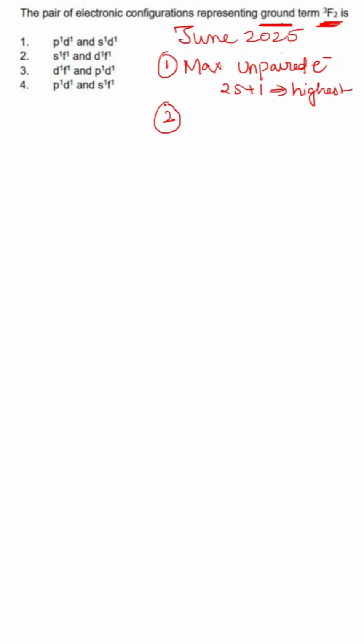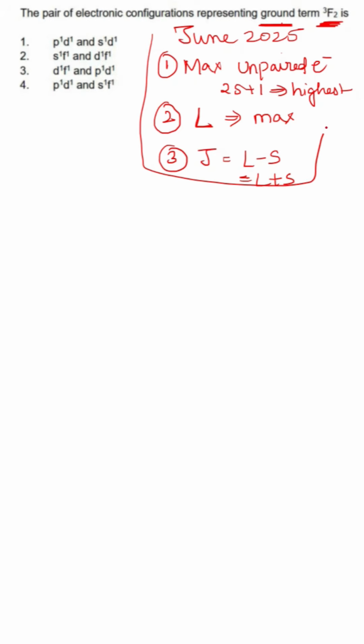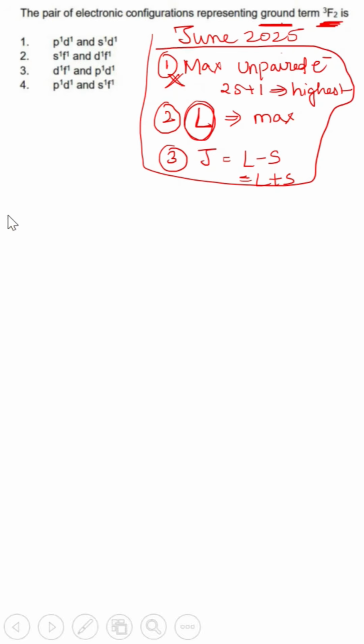If that is the case, then the next value that we have to see is L. The L value should be maximum. So whichever case has the maximum L value, that would be the ground state term symbol. And if the L value is also the same, then we see the J value. If it is less than half filled, L minus S, and if it is greater than half filled, it should be L plus S. So these are the three rules which we apply. Here the S value cannot be used, so we directly check for the L value.